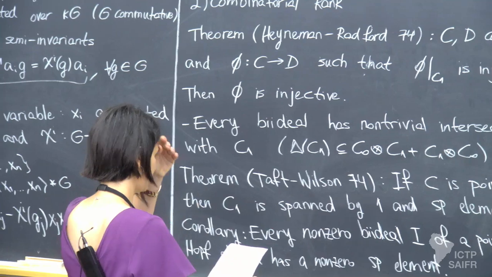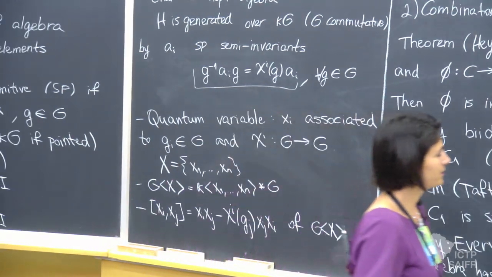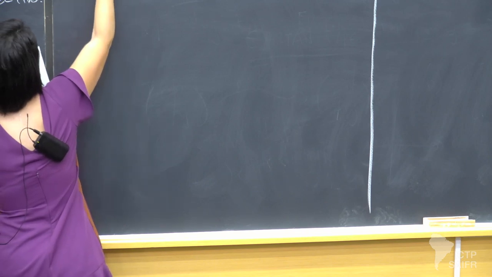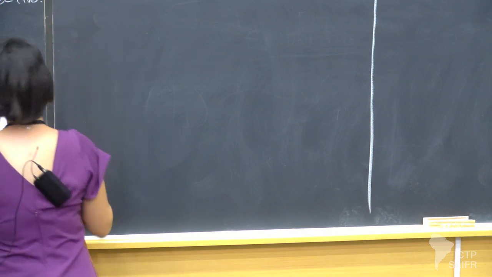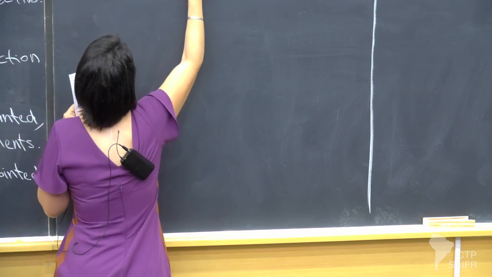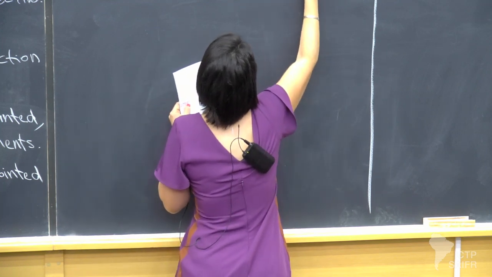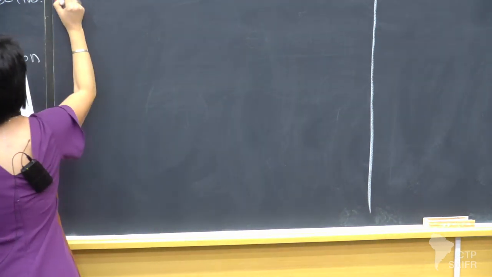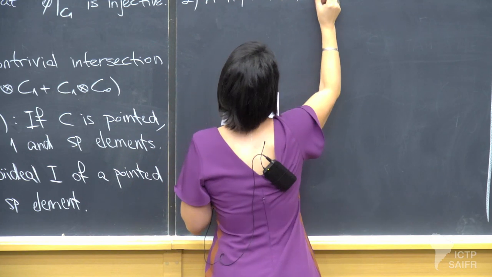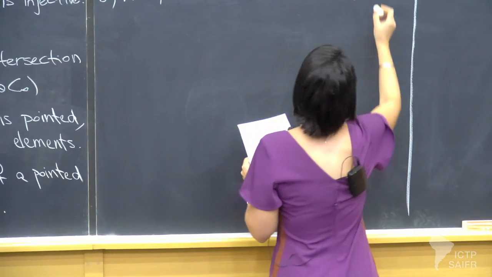So I have to make two remarks, since I will use this corollary, which is a consequence of this, to explain why the definition of combinatorial rank makes sense. So, remarks. First, skew primitive elements generate a Hopf ideal. And second, a Hopf ideal is not necessarily generated by its skew primitives.